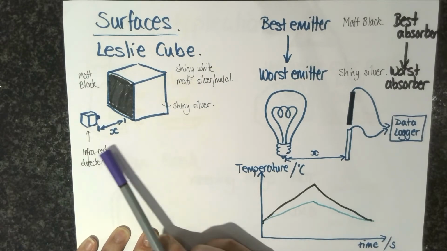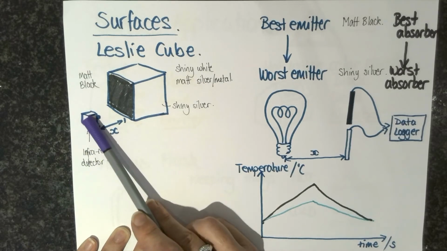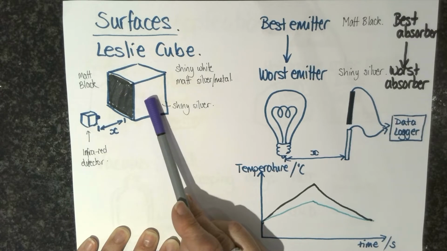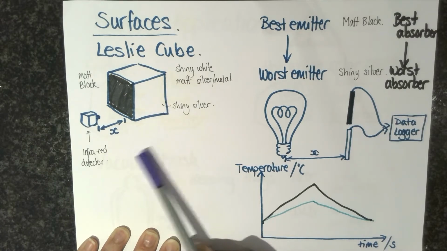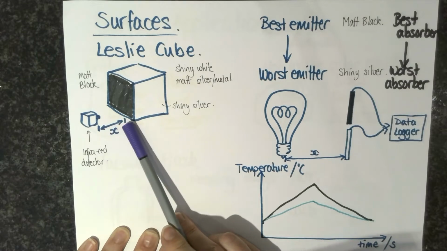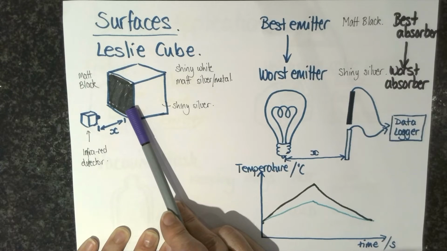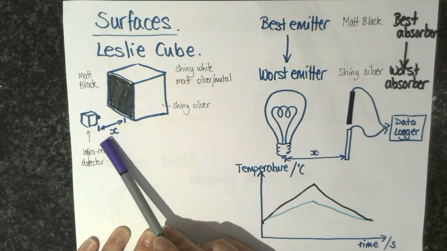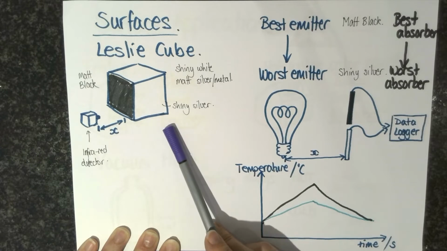Here we have an infrared detector which will measure the amount of infrared being given off by each of the sides. But if we're to conduct this experiment appropriately, we need to ensure that our distance, x, between the infrared detector and the wall of the Leslie cube is always the same. So x will be here, but also you'll have the same distance x when we move the infrared detector to this surface.